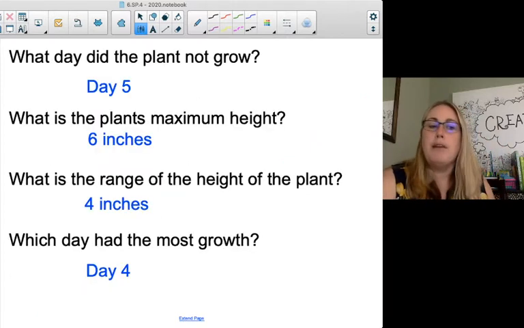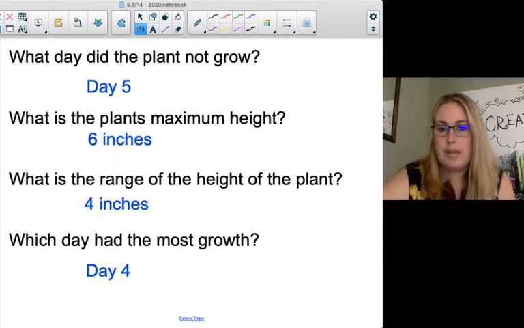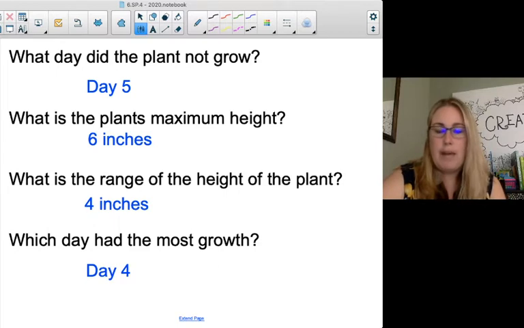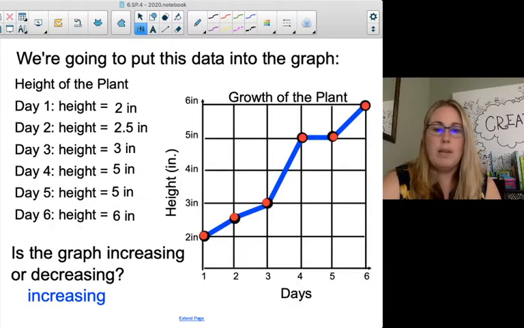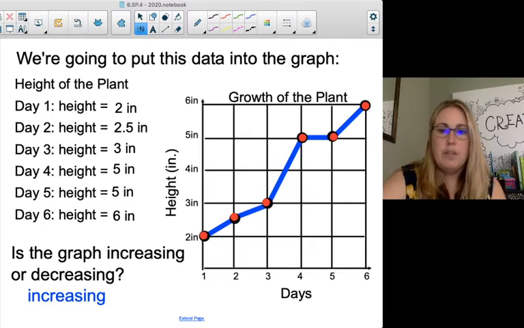On the next slide, we have some questions to go along with this graph. So I'm going to flip back and forth here. What day did the plant not grow? I want you to look at this carefully. We can see that between day 4 and day 5, our graph goes straight across. Straight across, no growth, nothing is moving.